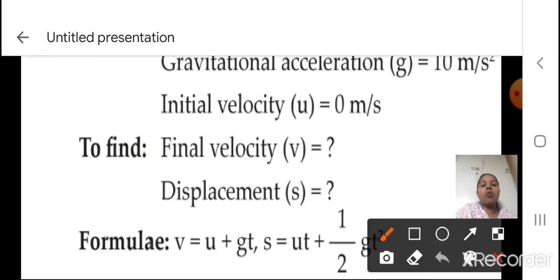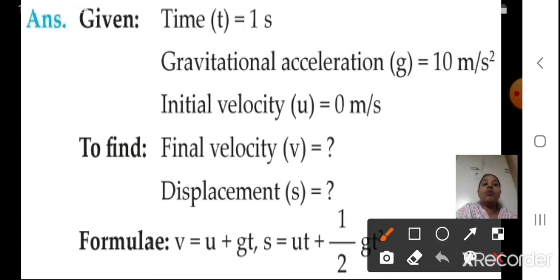Okay students, so we will see what is given to us. Time is given to us. How much is the time it took? 1 second. What is the gravitational acceleration g value given? 10 meters per second squared. What is the initial velocity u given? 0 meters per second, right? Now what do we have to calculate? The final speed with which it has come down, right? So the final velocity, that is v. Speed means the velocity, the final velocity we have to calculate, and the displacement, that is the height of the table, that means the displacement s we have to calculate. Okay, what are the two formulas we are going to use?